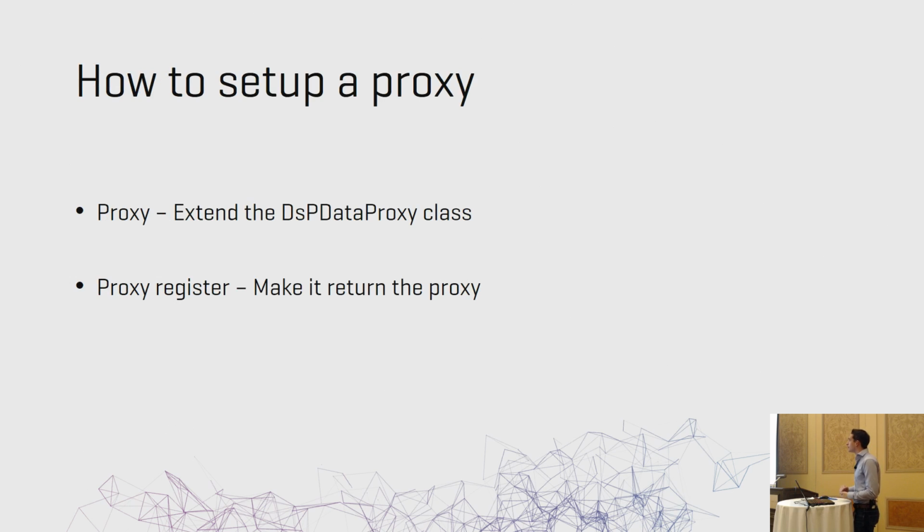We're going to look at how to set up a proxy. First thing we need to do is subclass the DSP data proxy, and then we need to register, or append to the register. What that does is basically, for your certain catalog, it hands out which proxy each data should have. So we need two things basically.